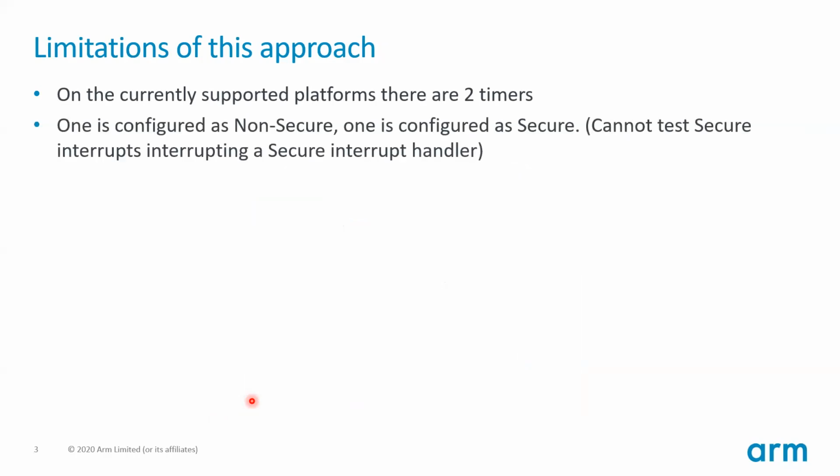Now, what are the limitations of this approach? Why do we want to have something more than this? The problem is that the current platforms that TFM is ported to only have 2 timers, and 1 timer is allocated to non-secure, the other to secure. This means that we cannot test scenarios, for example, where a secure IRQ interrupts a secure interrupt handler.